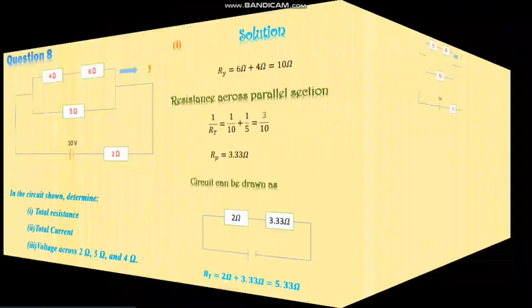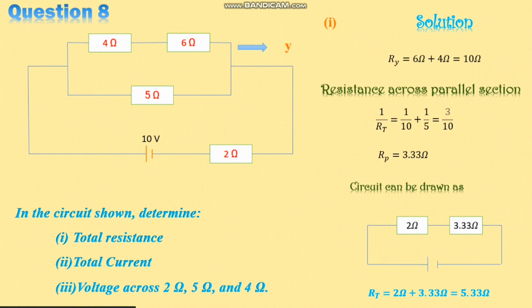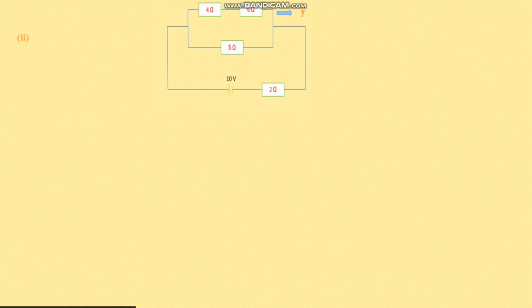So student, the next part of the question was to calculate the total current. The total current is the current passing through the entire circuit. Since we have voltage and the total resistance that we calculated, we can easily calculate the total current by applying this formula. Current is given by voltage divided by resistance, and we found the total resistance to be 5.33 ohms, and the voltage is 10 volts. If we substitute these values here, we get a current of 1.876 amperes.